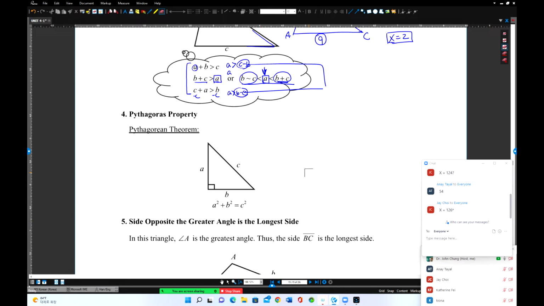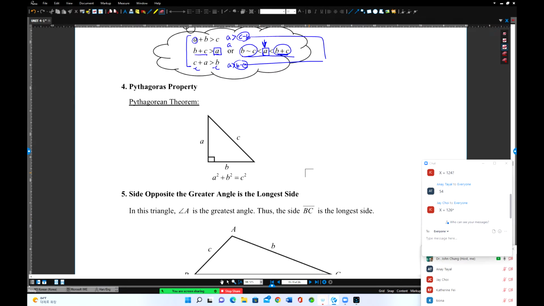Now this is the Pythagorean theorem. You guys know this one already, okay? The leg squared plus the other leg squared equals what? Hypotenuse squared, okay?